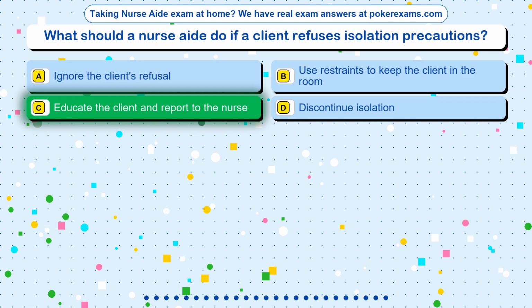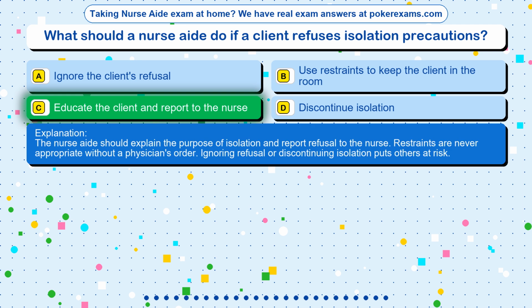The correct answer is option C. Educate the client and report to the nurse. The nurse aide should explain the purpose of isolation and report refusal to the nurse. Restraints are never appropriate without a physician's order. Ignoring refusal or discontinuing isolation puts others at risk.